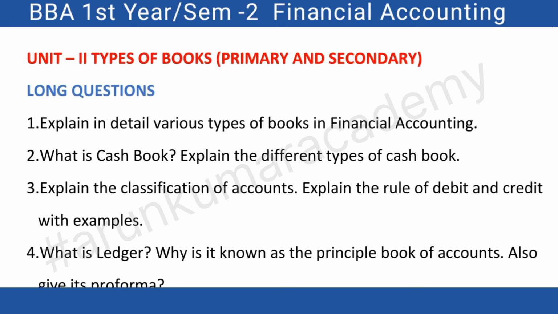So for this question you can write various types of subsidiary books like cash book, purchase book, sales book, purchase returns book, sales returns book, bills receivable book, bills payable book and general proper etc. in detail. Then question number 2. What is cash book? Explain the different types of cash book. So cash book is a special journal which is used for recording all cash receipts and cash payments. There are different types of cash books like single column, double column, triple column and petty cash book.